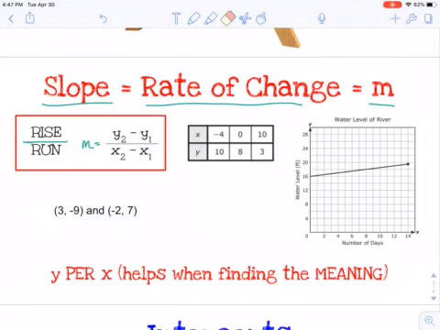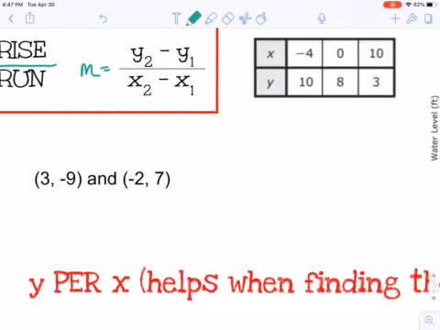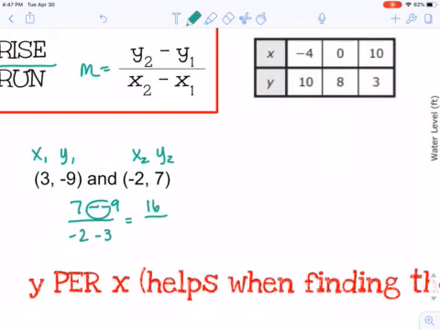So the first one I gave you was just some points. When you have points, you're just going to want to use that slope formula. So I'm going to label my points and then plug them in. So 7 minus a negative 9 over negative 2 minus 3. Remember that that's going to give you a positive. So really that's going to be 7 plus 9. And there's my slope, negative 16/5. If I could have simplified, cool, but I can't, so that's what it is.